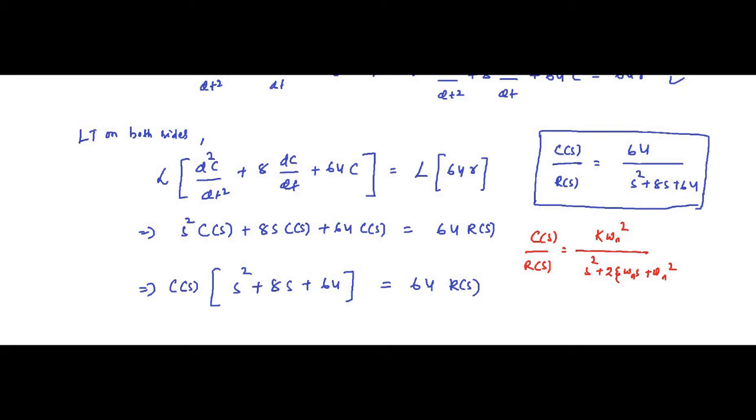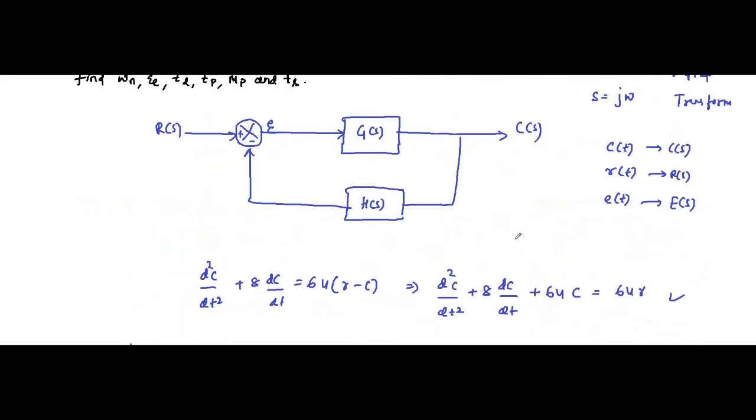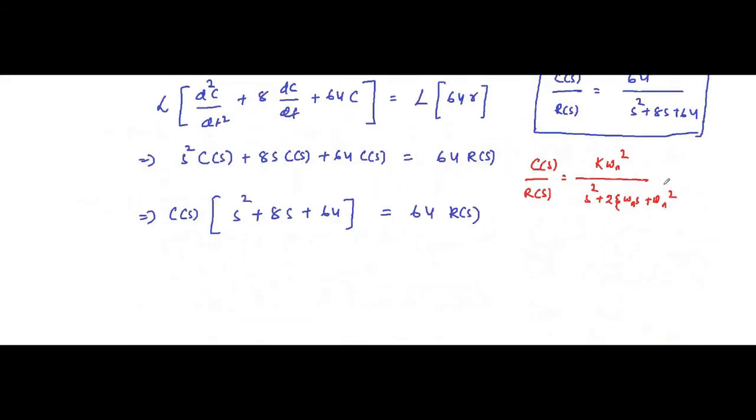So now we'll find out the various parameters which have been asked. First, if we compare this denominator, which is the characteristic equation, with this, then omega n square is equal to 64.